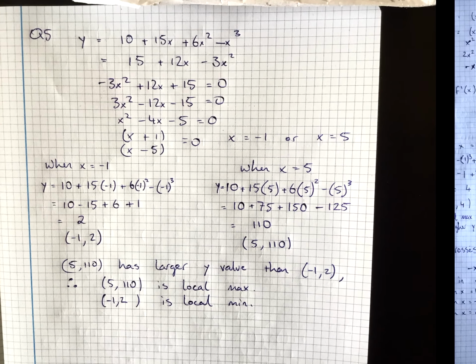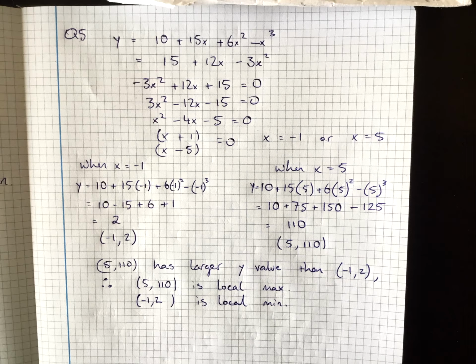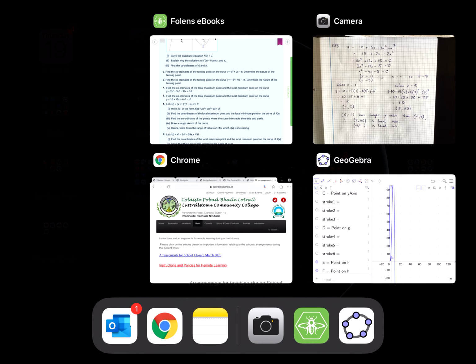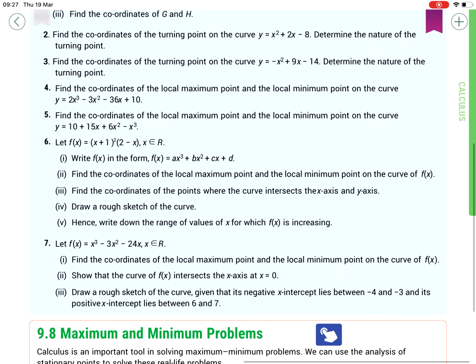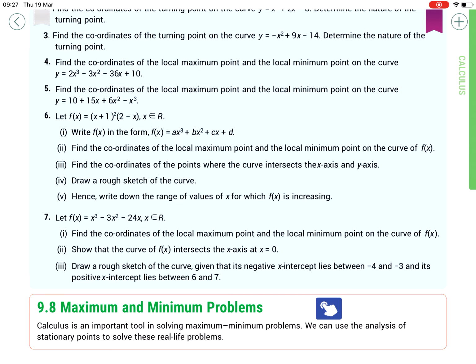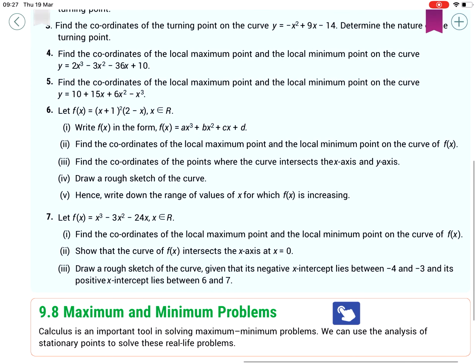Hence why we are able to say those things there at the bottom. 5, 110 is my local max, and minus 1, 2 is my local min. Right, that's question 5. I know we're in a long video here, lads, but a lot of hard work is expected in these problems, so we've got to go through it bit by bit.